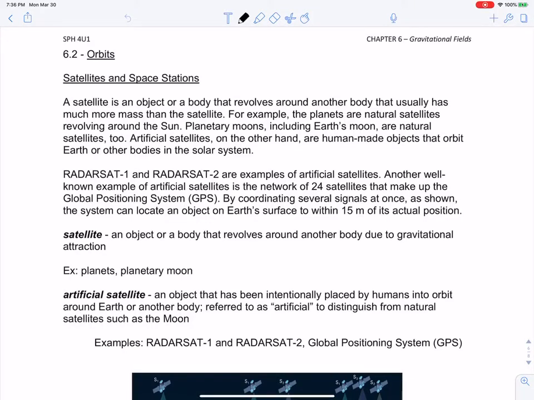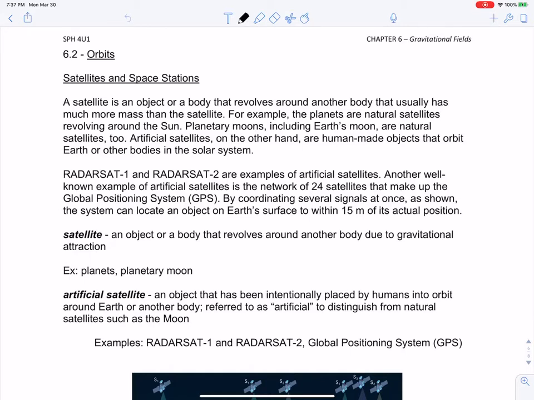6.2 Orbits. Satellites and space stations. A satellite is an object or body that revolves around another body that usually has much more mass than the satellite. For example, the planets are natural satellites revolving around the sun. Planetary moons, including the Earth's moon, are natural satellites too.